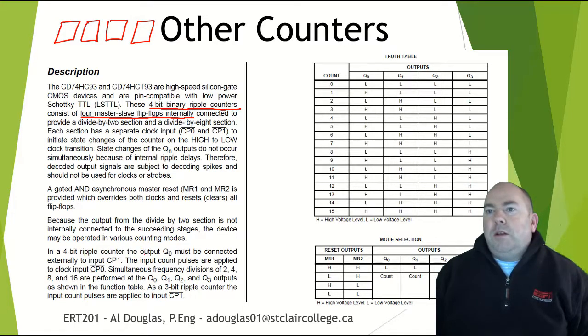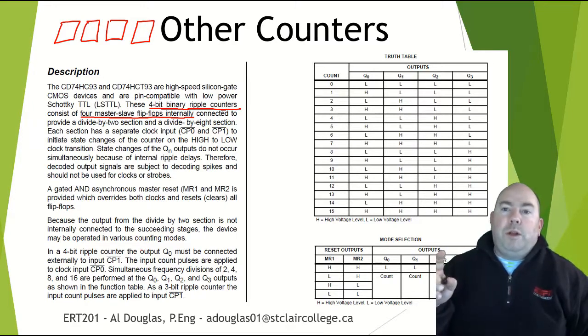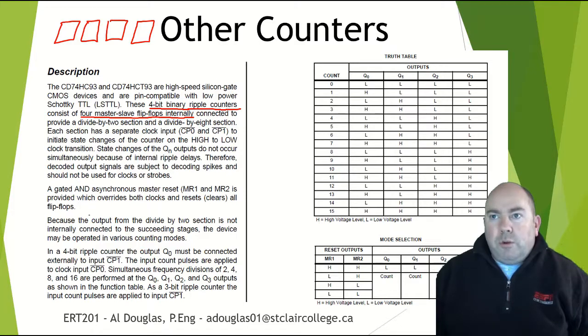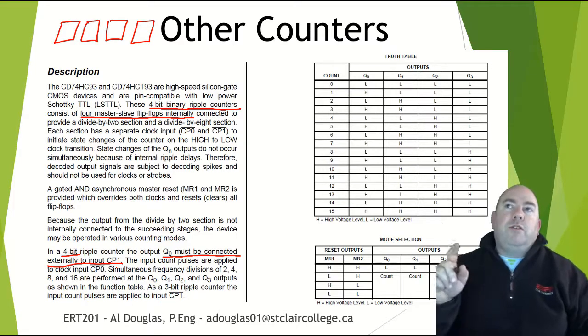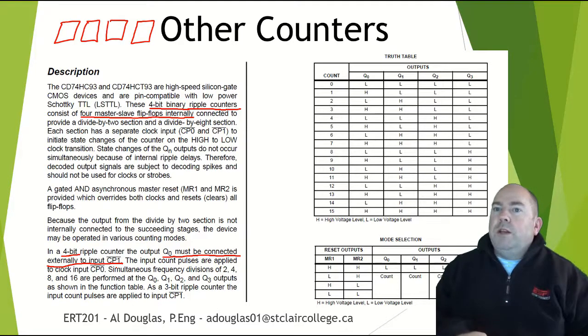The one thing to note here: when I first tried doing this lab, I couldn't get this to work properly, and I wasn't sure why. I actually had to go read this to see what was wrong. You can run this in either 3-bit or 4-bit mode. If we want to run it in 4-bit mode, Q0 must be connected externally to input CP1. So we actually need to connect 2 of the pins together to make this work properly. I wasn't doing that the first time I tried this, so I couldn't get it to work. I had to come back here and read this to see why it wasn't working properly. Okay?